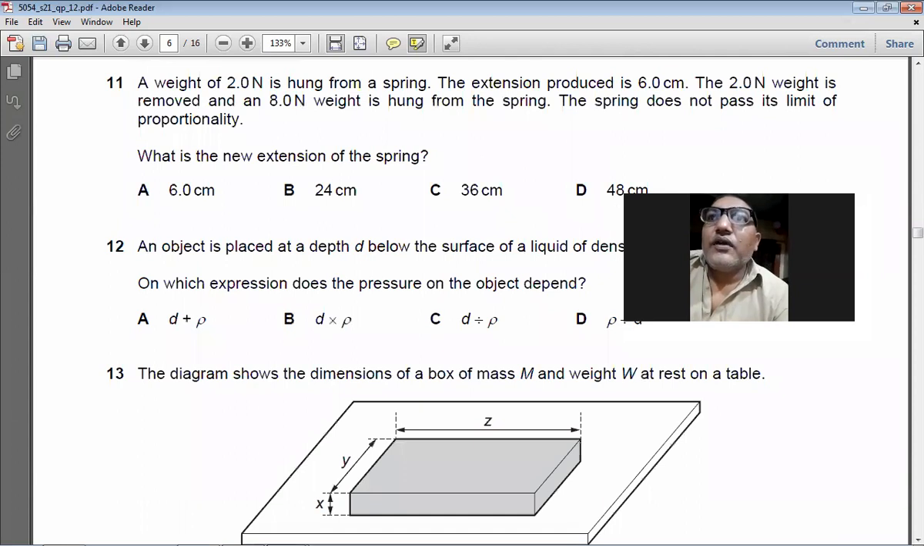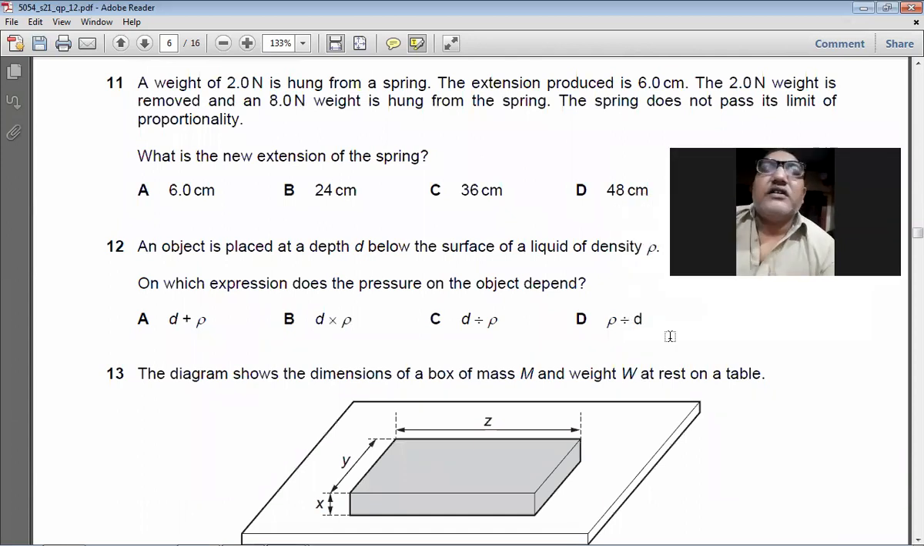So here we have question number 11 showing up on your screen. The weight of 2 Newton is hung from a spring. The extension produced is 6 centimeters. So we hung a load of 2 Newton and the extension produced is 6 centimeter. The 2 Newton weight is removed and an 8 Newton weight is hung from the spring. The spring does not pass its limit of proportionality. What is the new extension of the spring?